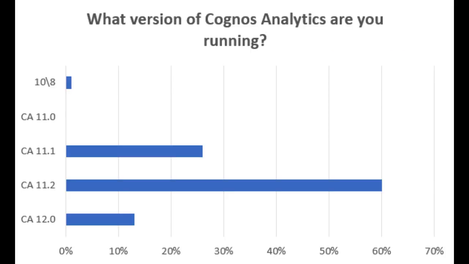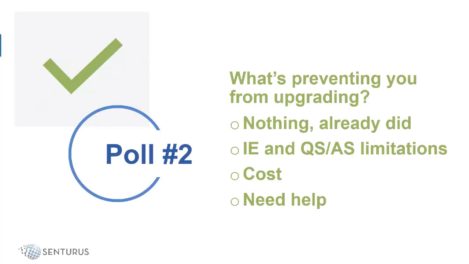So, as expected, the majority of you are on 11.1 or 11.2, which leads us, of course, to our next poll and our next question. So here you go. You can all see this. Take a look at that. Why? What's preventing you from upgrading? So, let's go ahead and see what your answer is here. What's stopping you from upgrading?